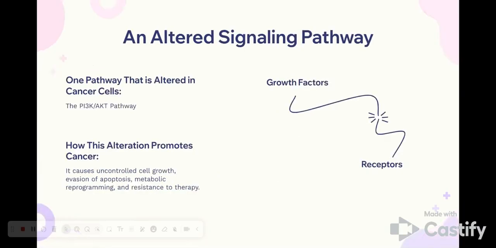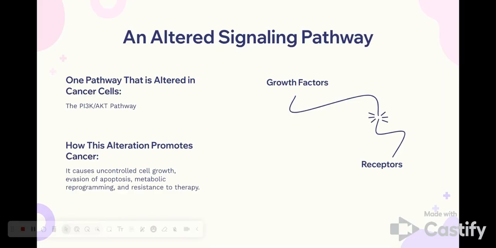An altered signaling pathway. One pathway that is altered in cancer cells, the most frequently altered pathway, is the PI3K/AKT pathway, which normally regulates cell growth, survival, and metabolism. In healthy cells, growth factors bind to receptors, activating phosphoinositide 3 kinase, or PI3K, which phosphorylates PIP2 to PIP3. PIP3 recruits AKT to the cell membrane, where it becomes activated. Active AKT then phosphorylates downstream targets that promote cell survival, proliferation, and inhibit apoptosis.